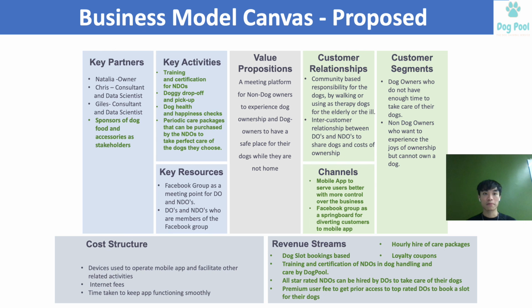Then let's talk about the new business model canvas. First of all, for the channels, implementing the mobile app can allow Dogpool to have better control over their customers. Moreover, the Facebook group will remain as a springboard to divert customers to the app. For the key activities, we suggest adding more activities such as training and certification, and drop-off and pick-up service to create more value. And for the key partners, we recommend starting to have a good relationship with sponsors to strengthen Dogpool's competitive advantage.